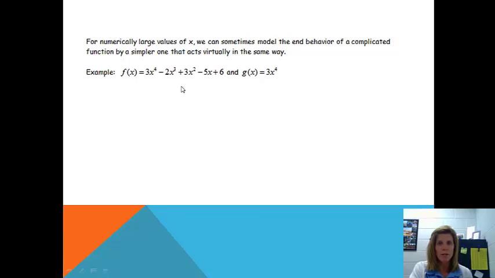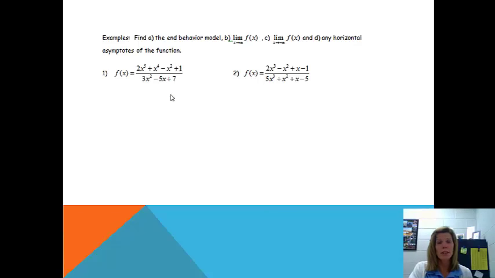And what happens with this one is pretty much this stuff, the stuff to the smaller power than the highest power, it becomes insignificant as x gets larger and as x approaches infinity. So 3x to the 4 would be an end behavior model for this big function, because as x gets larger, really only the highest power is what's controlling what is happening with the y values. So we're going to use that information to help us find end behavior as well as horizontal asymptotes. So let's look at some examples.